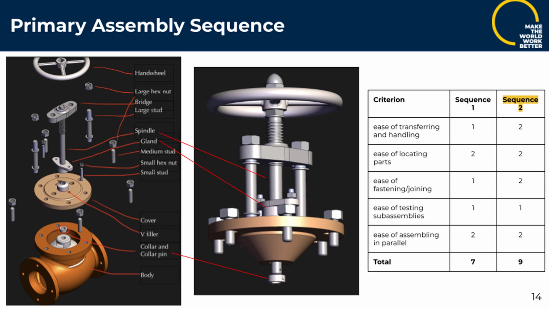Now, the collar and collar pin can be added either before or after the gland is secured with studs and hex nuts. And the second sequence, with the collar and collar pin added after the gland is secured with the studs and the hex nuts, was chosen because if you were to have to hold on to the gland and the V-filler while the collar and collar pin was being secured, it just makes it more difficult to handle.